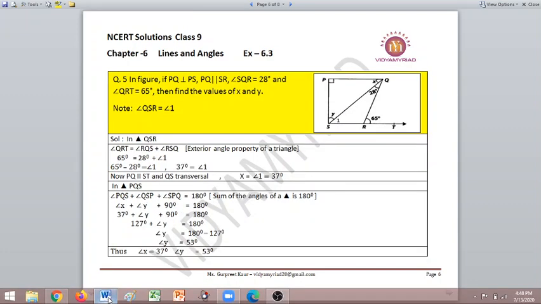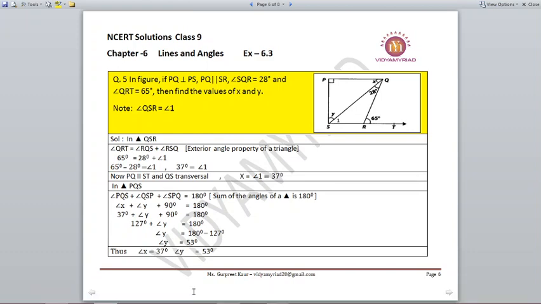Now question number 5. In the figure, if PQ is perpendicular to PS and PQ is parallel to SR, you are given angle SQR as 28 degrees and angle QRT as 65 degrees. We need to find out the values of X and Y.